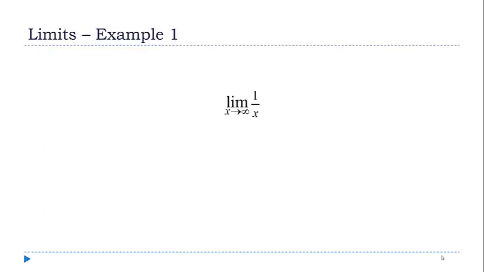Now, this example is a little different from previous ones, since we're not talking about the limit at a number. We're talking about a limit at infinity. So what we're asking here is what happens to the function as the values of x get really large. So to see what the behavior is, let's try looking at some specific values.